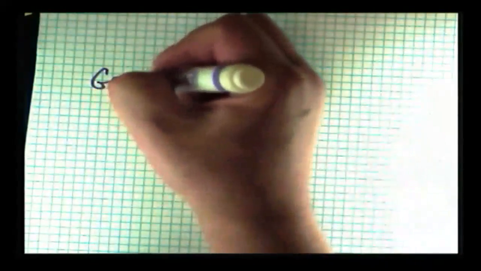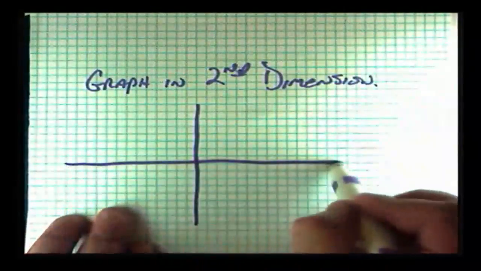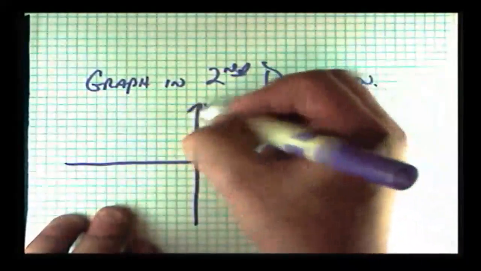So let's take a look at what that might look like. Grab some graph paper here. And this time we're going to graph in the second dimension. The idea is pretty similar. We still have our x right here, but now we have our y as well.